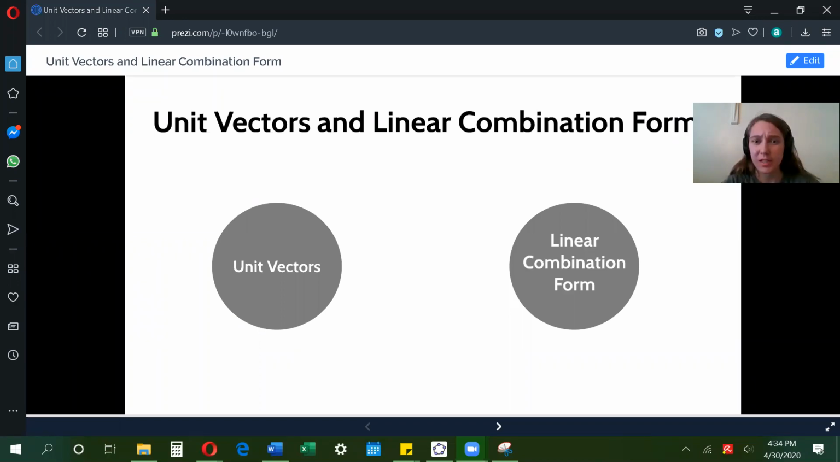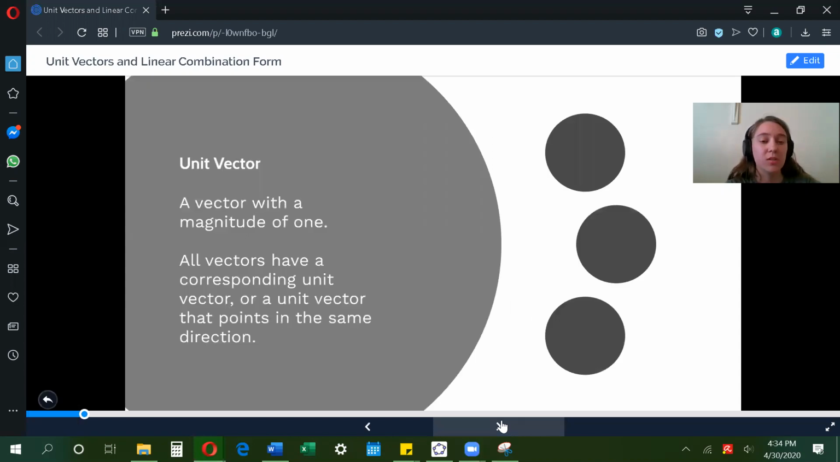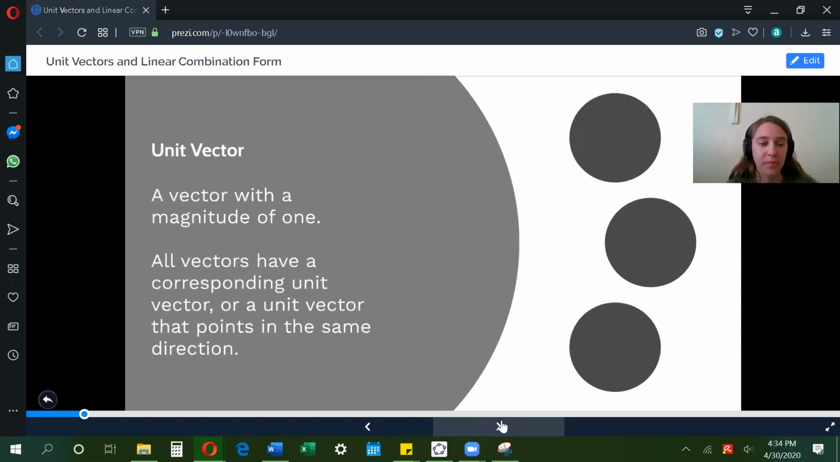The first things that come to my mind are units of measurement, like a foot or an inch, and then the unit circle, which is a circle with a radius of 1. And those things have to do with a certain length, and that is what a unit vector has to do with. So a unit vector is a vector with the magnitude of 1. It can be in any direction.